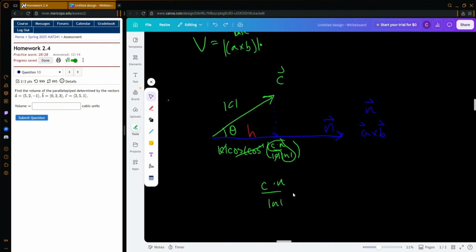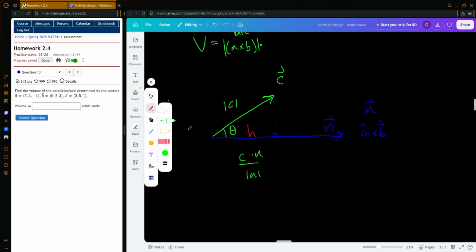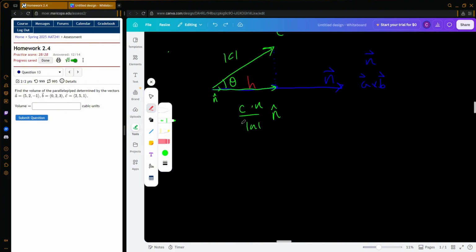So I'll put that in. And then we're going to do what we did before. We're going to think about scaling the unit vector of n. We're going to take this tiny vector and scale it by the magnitude, this distance here. So we're going to take this distance and scale it into the unit vector n hat. I'll start putting arrows on things here. So we have the vector c dotted with the vector n divided by the magnitude of n.